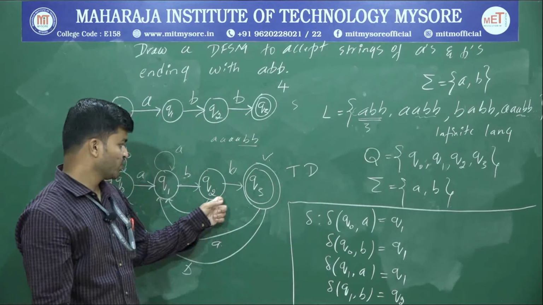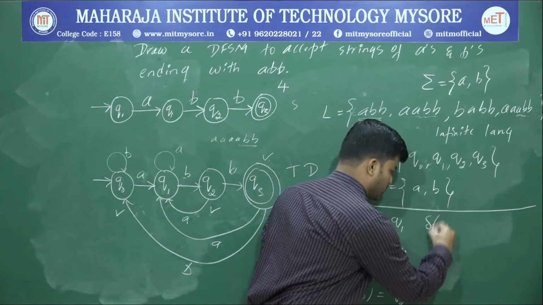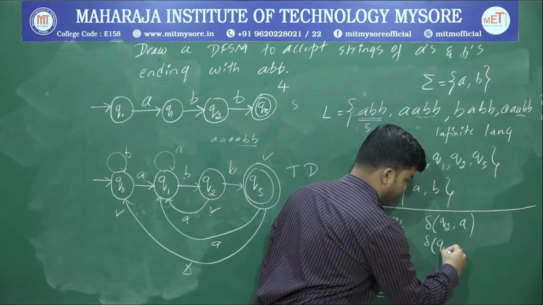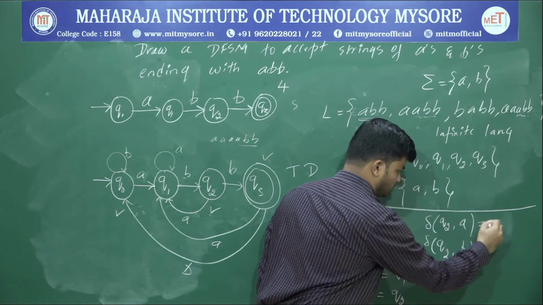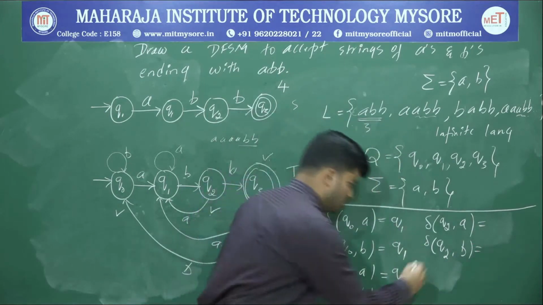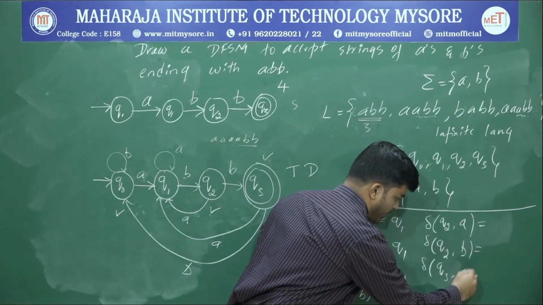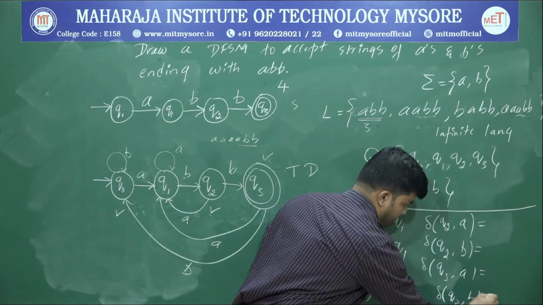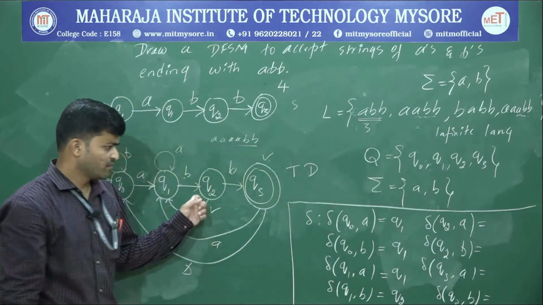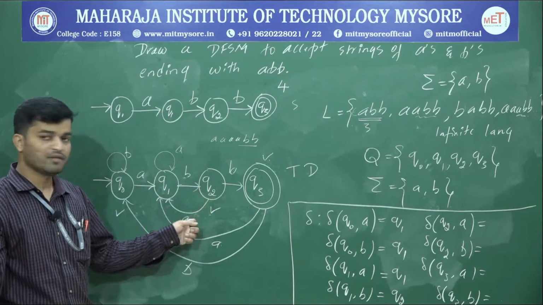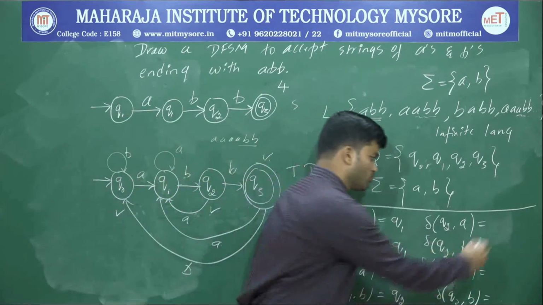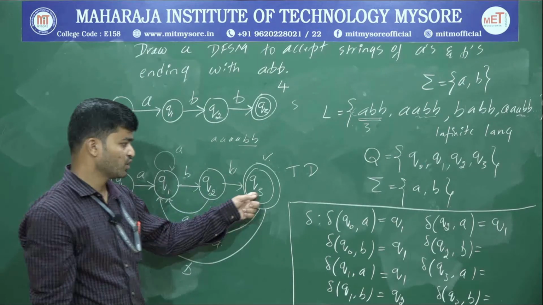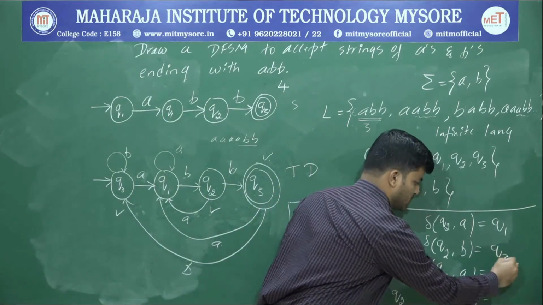Next go with Q2. So delta of Q2 comma A and delta of Q2 comma B. If you want, I'll write even Q3 comma A and delta of Q3 comma B. What is Q2 upon A? Q2 upon A is Q1. And Q2 upon B is Q3.